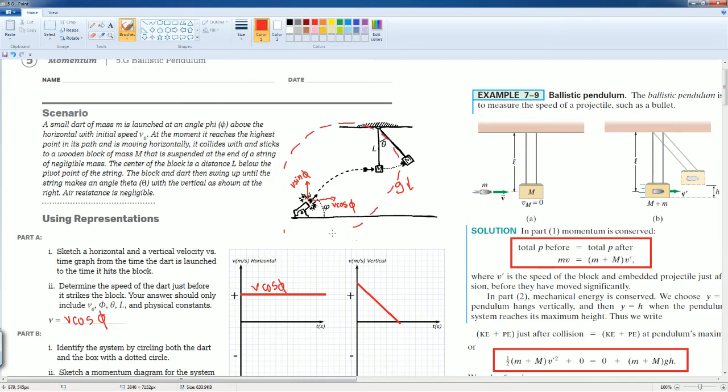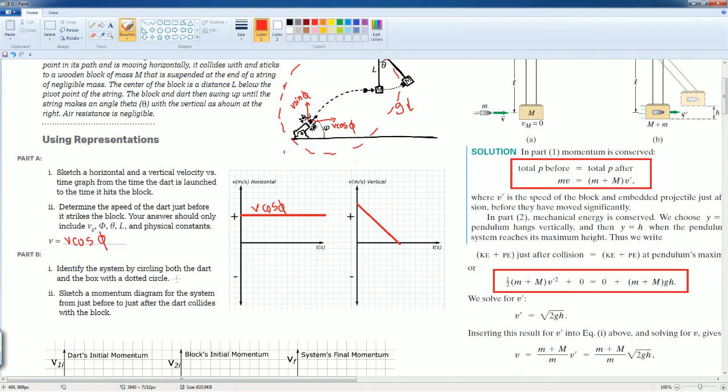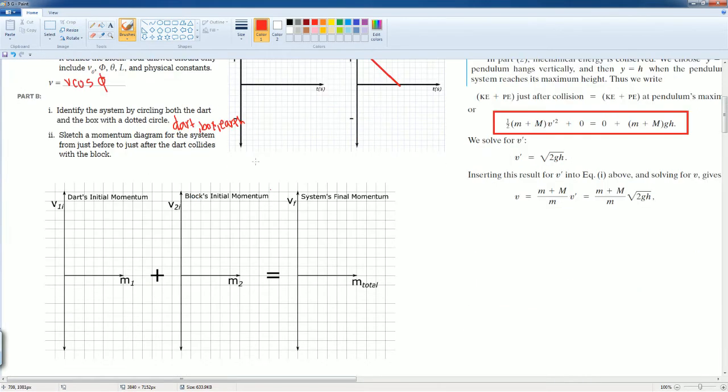So we can call the system the dart, block, and Earth. Okay, you have to include Earth here because of the gravitational potential. Let's look at the block's initial momentum. We can see that the block's original momentum can be any value, but the mass is small, so we can say it's this.